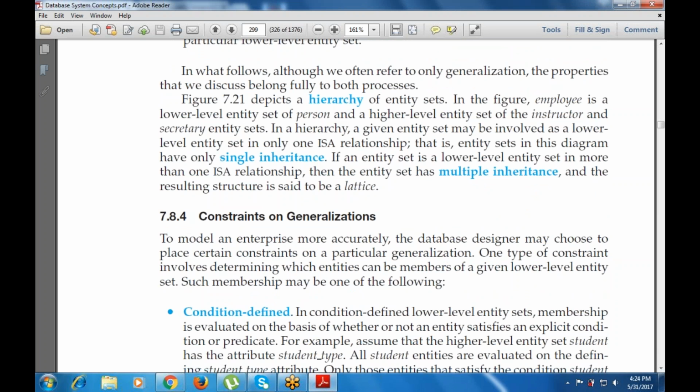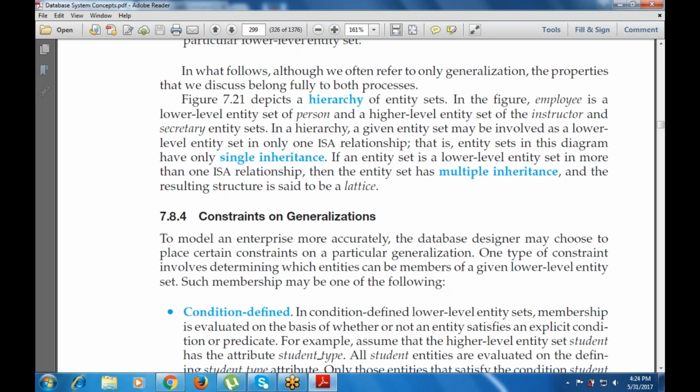Now, what are the various constraints that are followed on generalization? Constraints means the foundations or the rules and regulations. First is the condition defined. That means to model an enterprise more accurately, the database designer may choose to place certain constraints on a particular generalization.